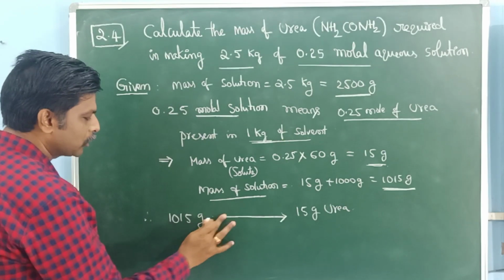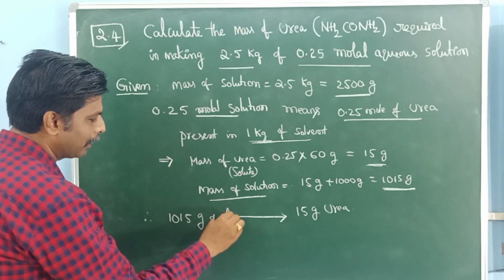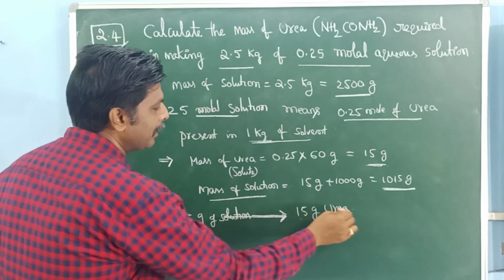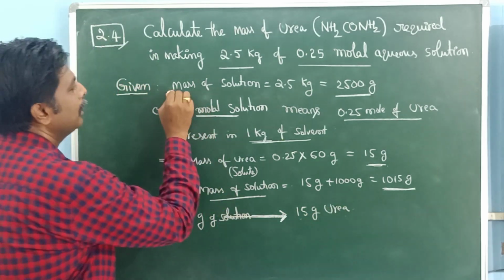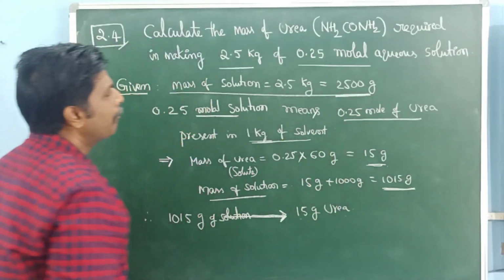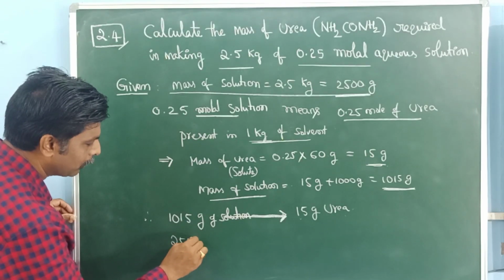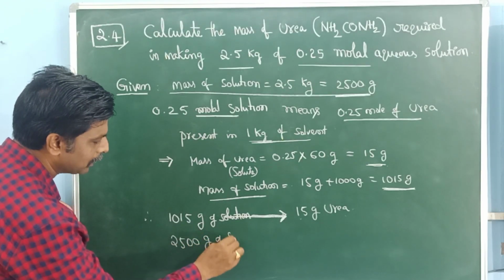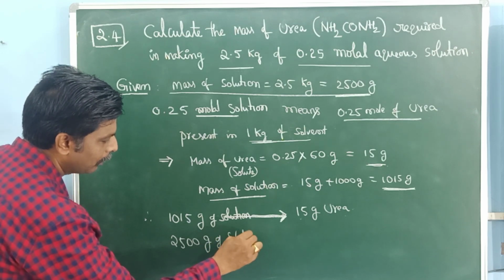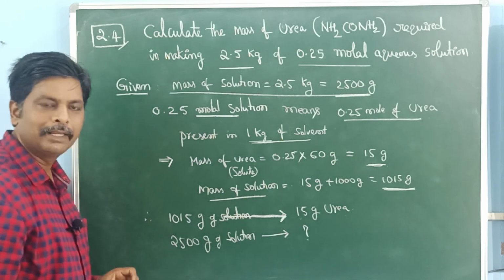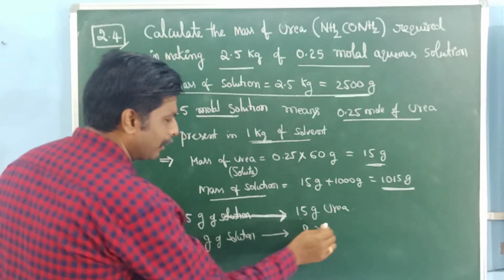1015 grams of solution contains 15 grams of urea. But in the given question, how much solution is given? 2500. For 2500 grams of solution, how much urea is required? That is x grams.